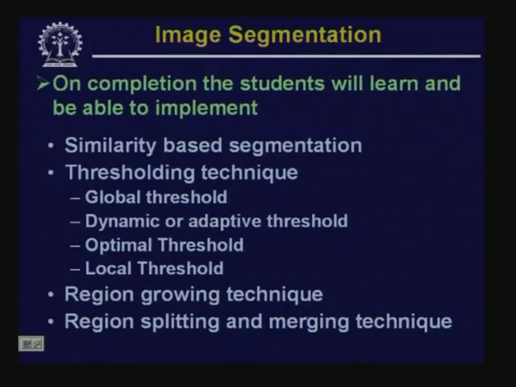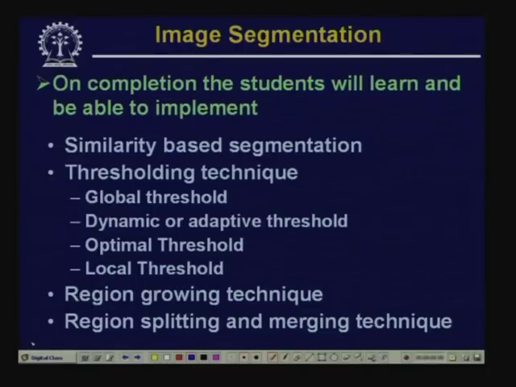Under the thresholding technique, again we have four different types of thresholding. One is called global threshold, the other type is called dynamic or adaptive thresholding, there is something called optimal thresholding, and there is also a thresholding operation which is called local thresholding. We will discuss these different region based segmentation operations, either thresholding, region growing, or the region splitting and merging techniques, one after another. Now, let us first start our discussion with the thresholding technique.